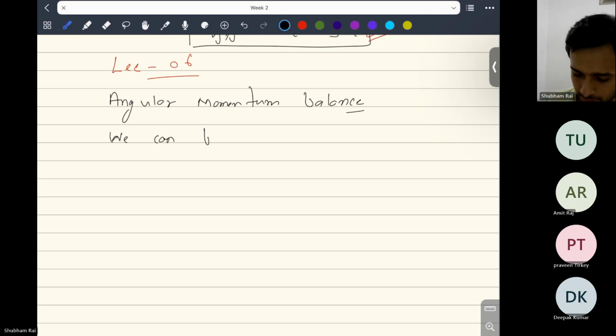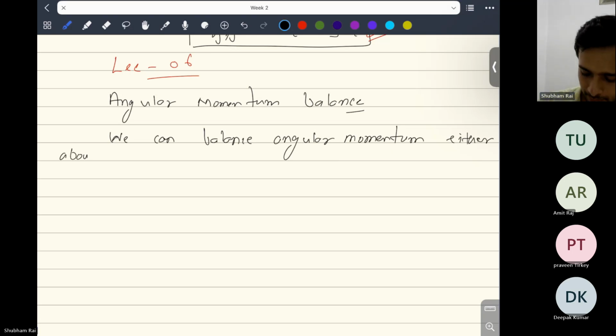So let me just write: balance angular momentum either about a fixed point or about center of mass.